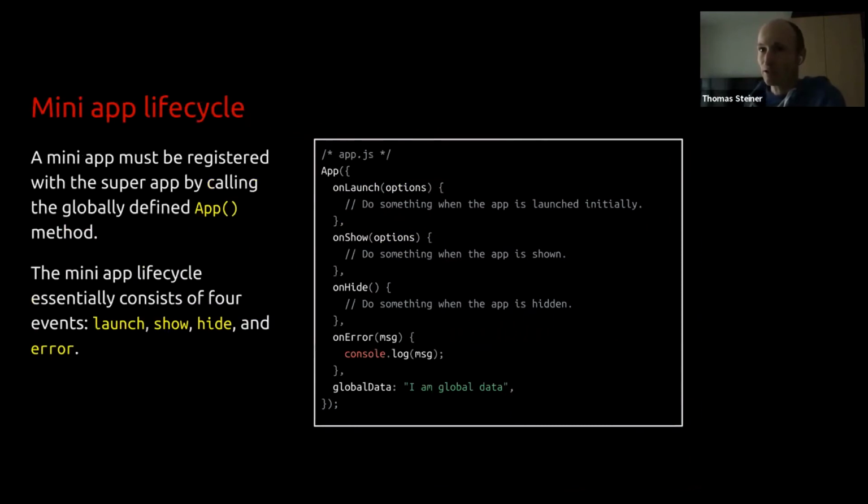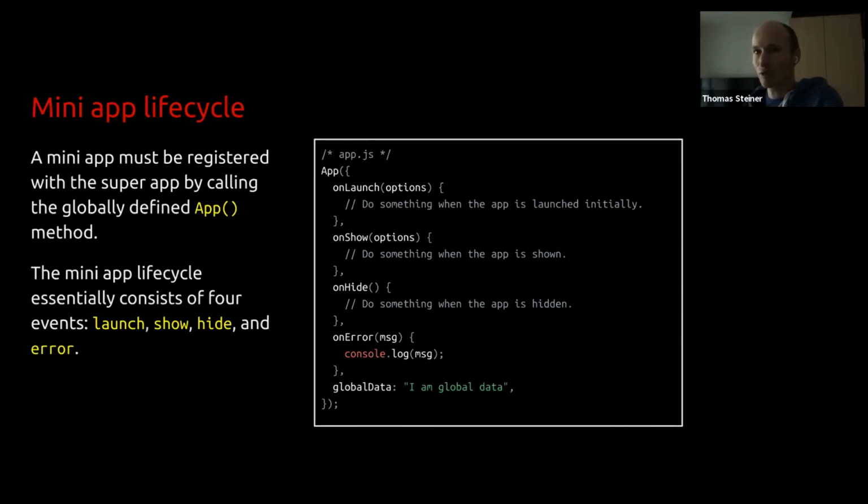The mini app lifecycle is pretty similar as well. Each mini app needs to be registered with a global object called app. In this app object, you can connect some functionality to the lifecycle functions: launch, show, hide, or error. And then you can also set global data that is shared across the application. Like that, you make sure of what's happening if your mini app gets shown or gets hidden.